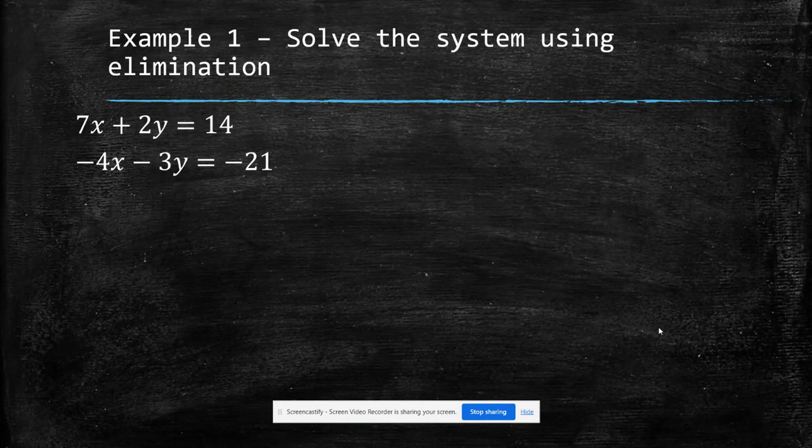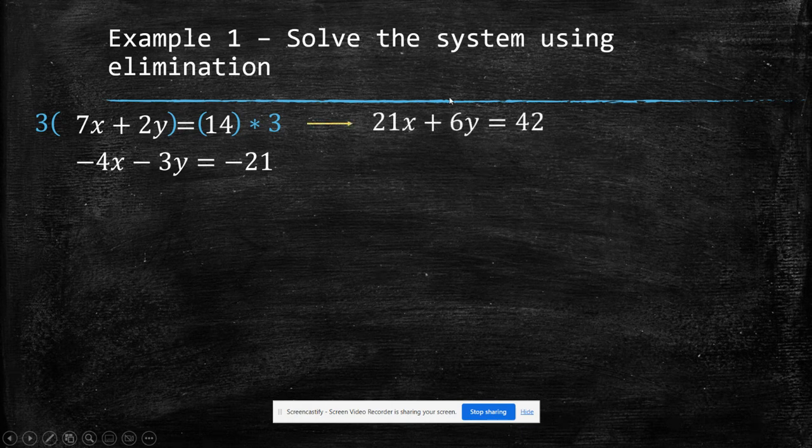Now we're used to being able to multiply one of our equations in our system by something in order to get it close to the other one or opposite in one way, to where we can eliminate a variable. Well, in this case, we're not going to be able to do that. So I'm going to look at multiplying the top equation by 3. When I do that, I get 3 times 7x, which is 21x, and 3 times 2y, which is 6y, then 14 times 3, which is 42.